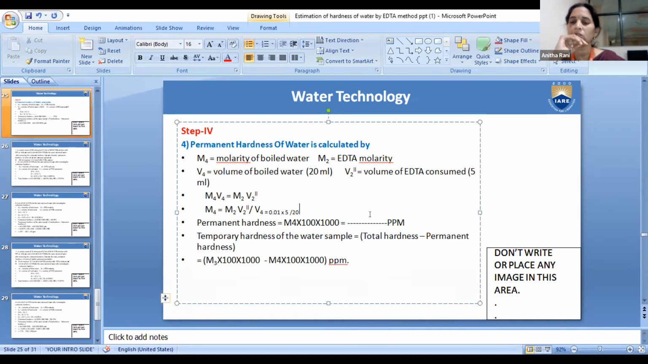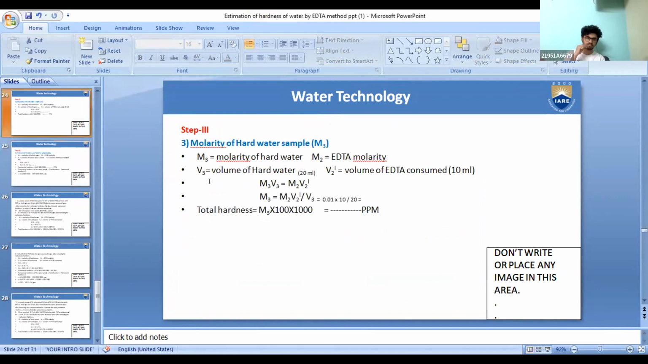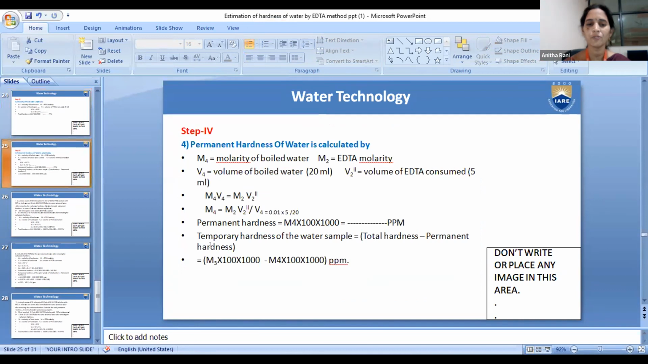M4 into 100. So how do we find out temporary hardness, students? Permanent hardness you got. Total hardness minus permanent hardness. Total hardness means M3. Permanent hardness means M4. Temporary hardness means M3 minus M4. I think everybody understood the procedure and calculations.